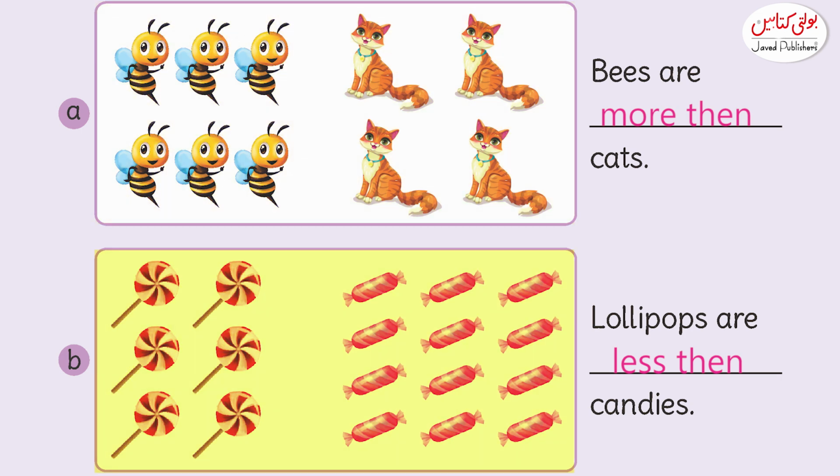Next is these are the lollipops and candies. आपको पिक्चर में देख के साथ किसकी क्वांटिटी ज़्यादा लग रही है? कैंडीज़ की. तो इसका मतलब है कि लॉलीपॉप जो है वो कम है. तो हम यहाँ लिखेंगे lollipops are less than candies.